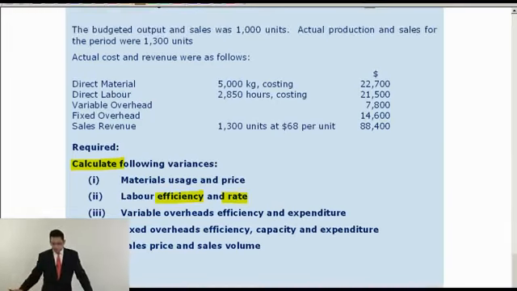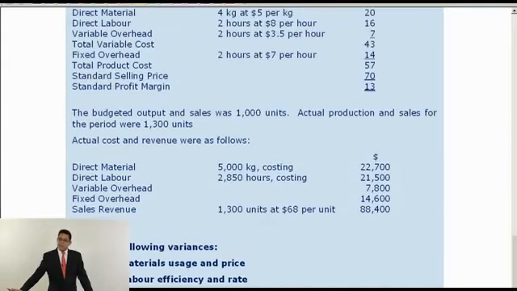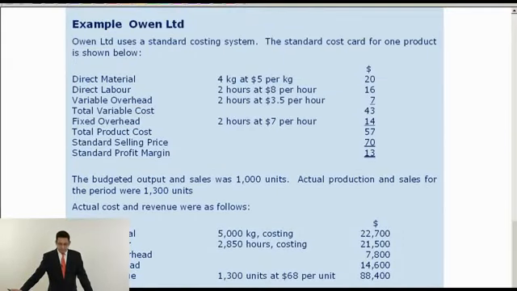Okay, now first of all, we will analyze the data, and then we will start setting up the pro formas for the variances. So I will show you some variances and the rest you can try. Okay, example, Owen Limited. Owen Limited uses a standard costing system, meaning they record estimates. The standard cost card, and again before I move on, standard cost is always written for one unit. So the standard cost card for one product is shown below.